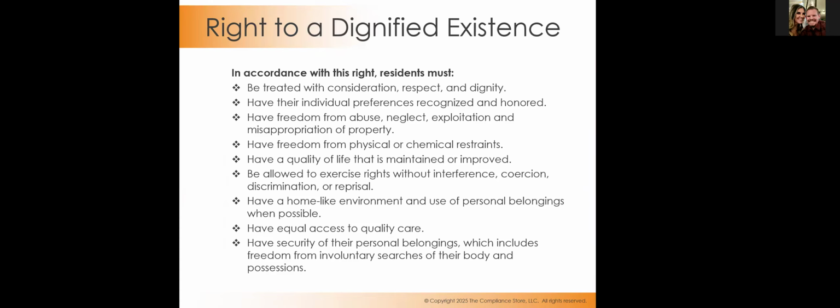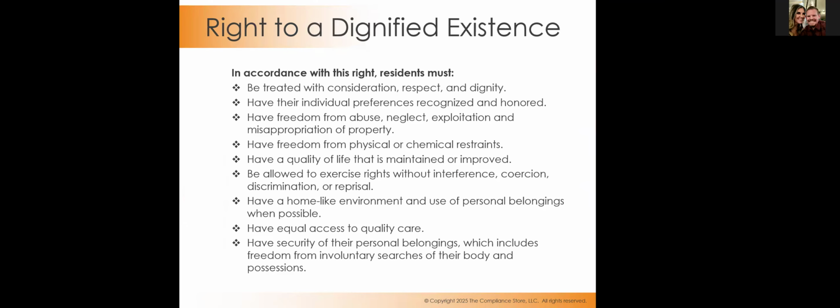Dignified existence means that the patient is to be treated with consideration, respect, and dignity. Every patient has, for us, we believe that God has made man in his image. So our fellow man and fellow woman that we have in this facility was created with a purpose, and they deserve every little bit of dignity that's owed to them. So we take this seriously.